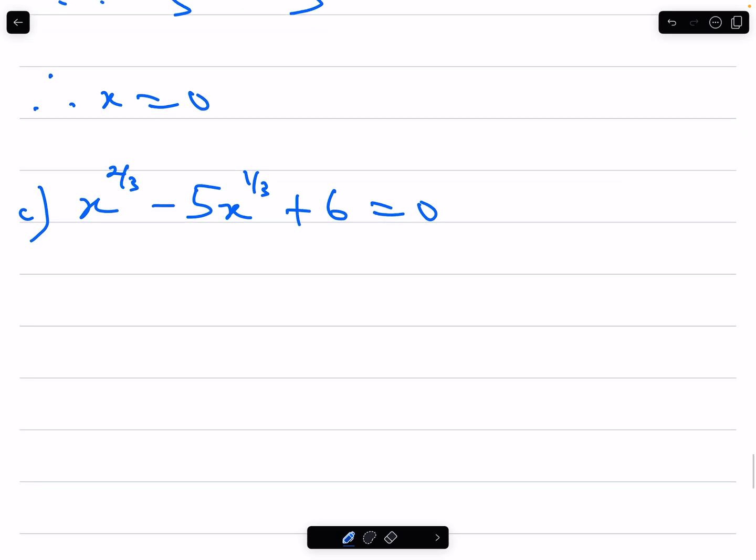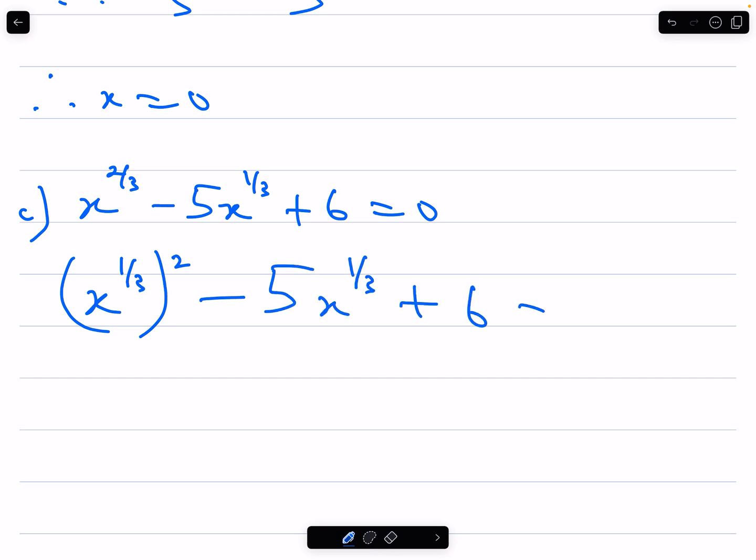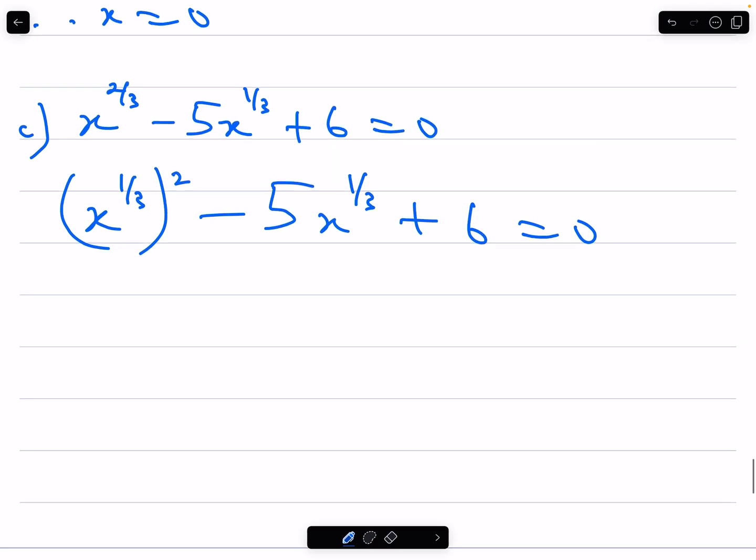What do we do here? First of all, I can rewrite the equation as the square of x raised to power 1 over 3 minus 5 times x raised to power 1 over 3 plus 6 equals 0. Of course, you can see that this is the same as this. That's it. So what do we have now?